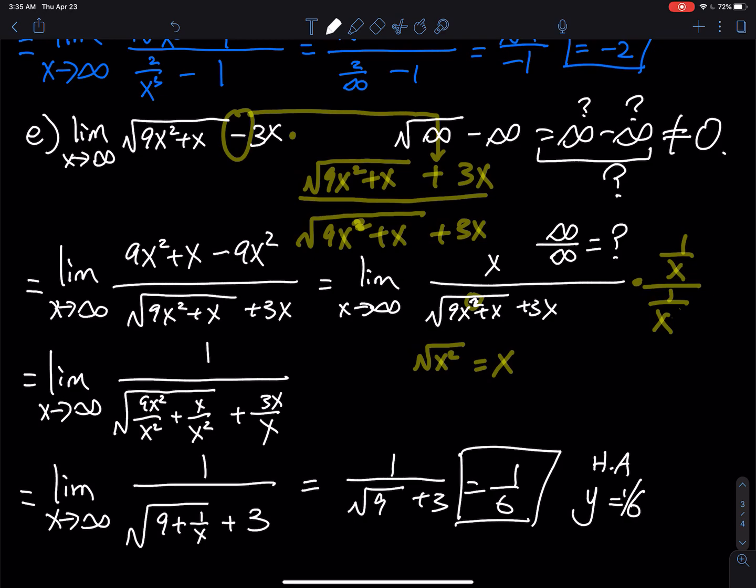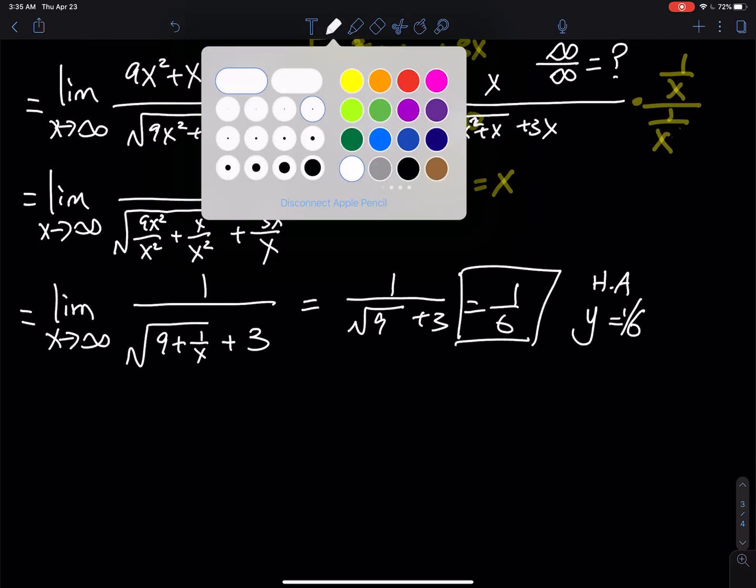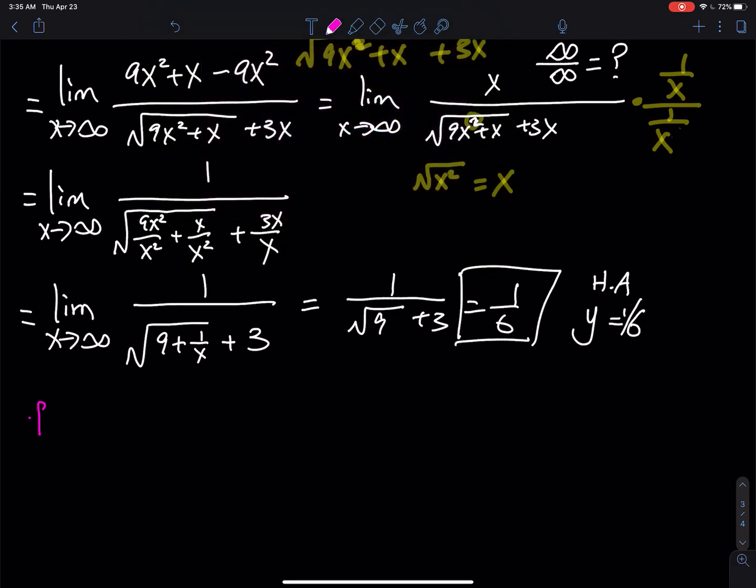Moving on to part F. How many indeterminate forms did we cover so far? Number 1 is infinity minus infinity. We don't know what it is. And then number 2 is infinity divided by infinity. We don't know what it is. Okay, keep this in mind. You just don't know, right?